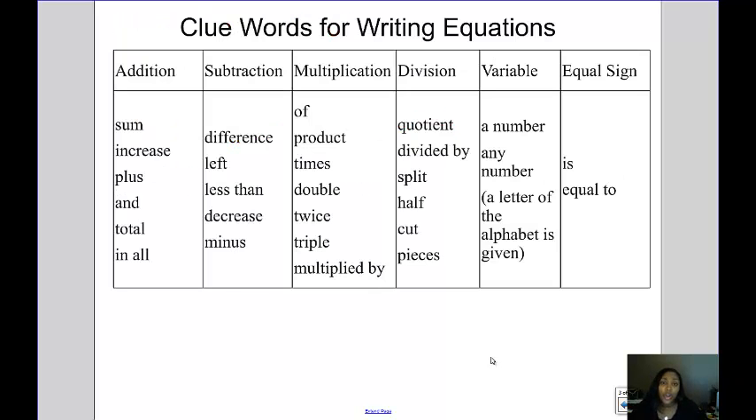Some clue words for equations: you've got to be looking for those clue words that mean addition, subtraction, multiplication, division. You also want to be looking for clue words that mean there's a variable, and because it's an equation, there's going to be an equal sign. So you also want to look for words that mean an equal sign, like is, or the phrases equal to or is equal to. Those would mean that there's an equal sign.